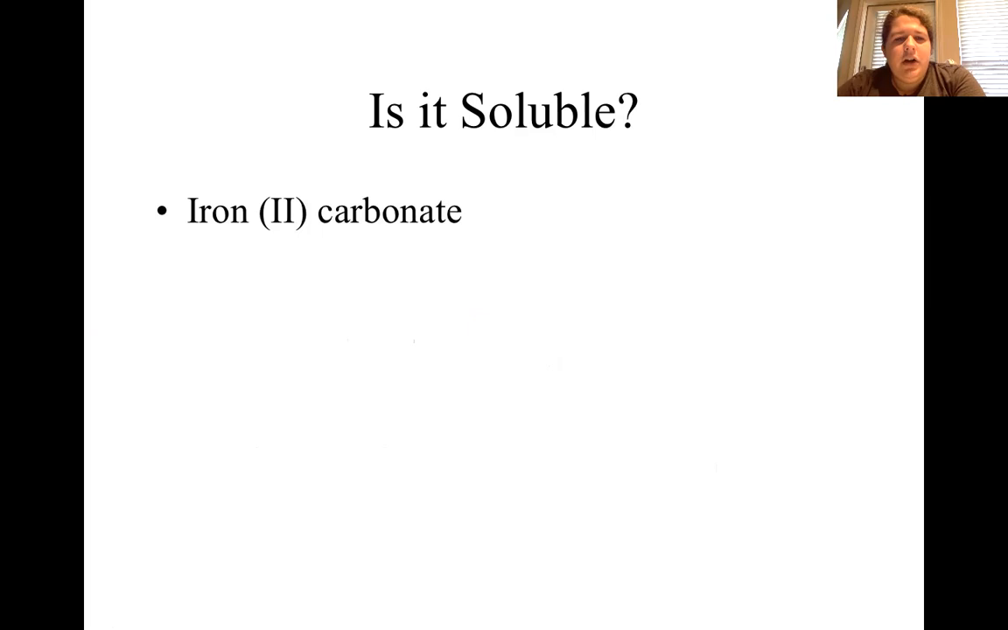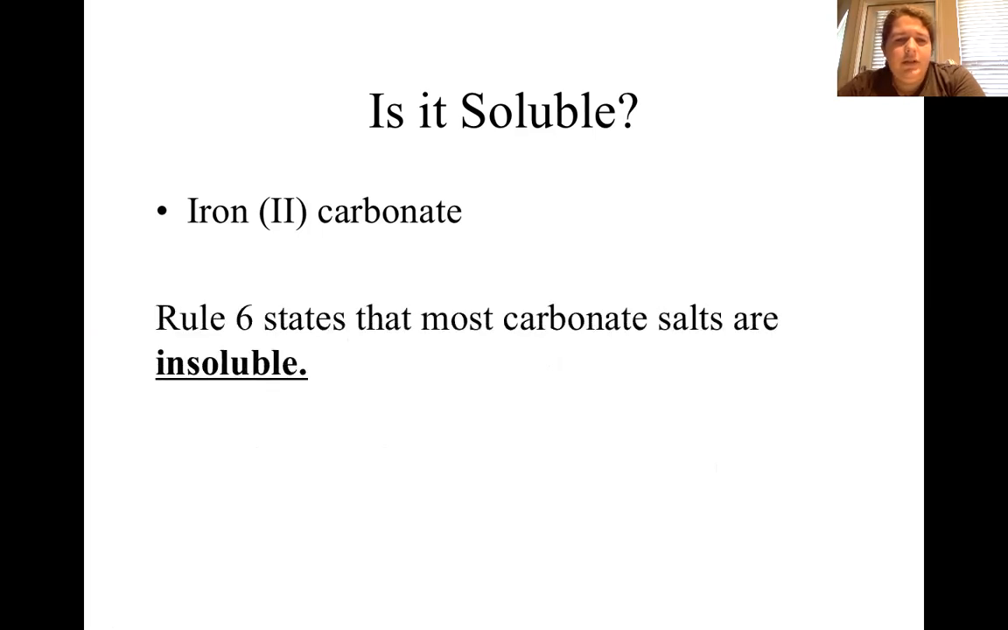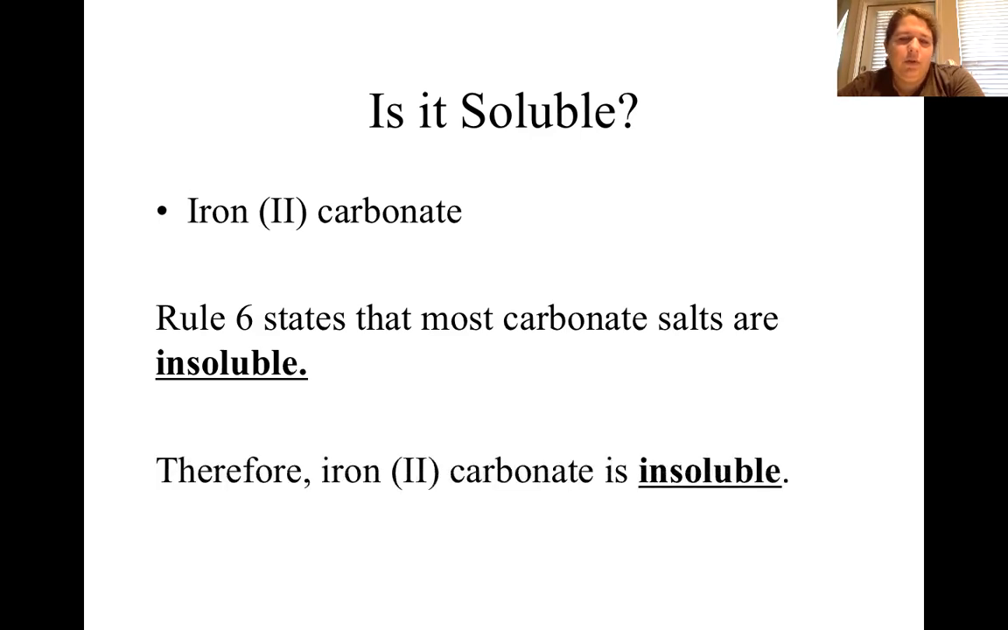What about iron 2 carbonate? Let's look at this one. Rule number 6 states that most carbonate salts are insoluble. There is nothing in any of the other 5 rules that mentions iron. So we're going to have to go with insoluble because it is a carbonate.